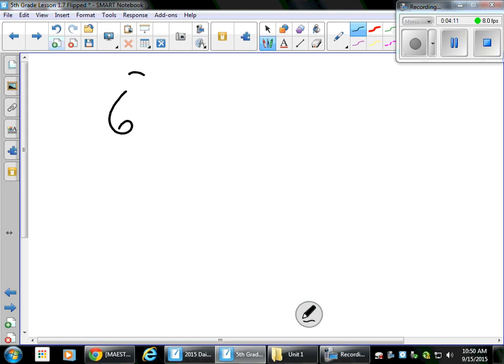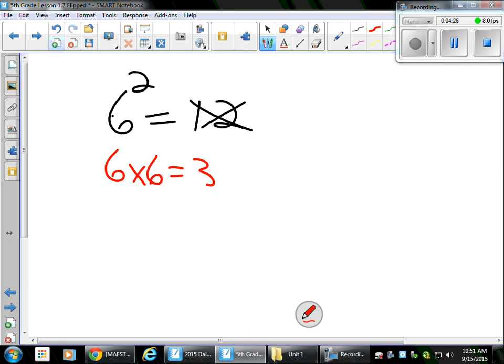Let's say I have 6 to the second power. They always want to put the number 12 because they multiply 6 times 2. This is incorrect, kids. Keep in mind, 6 to the second power means 6 times 6, which we know would equal 36. This is a square number.